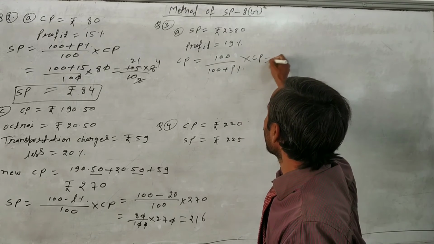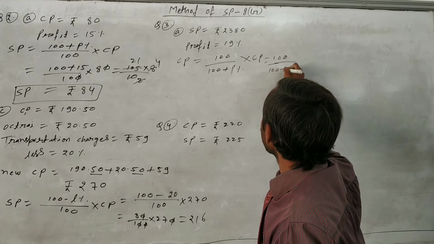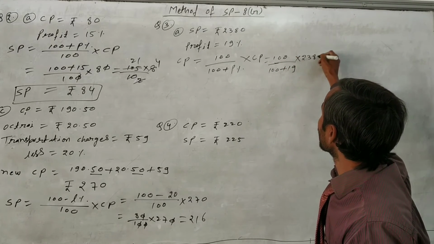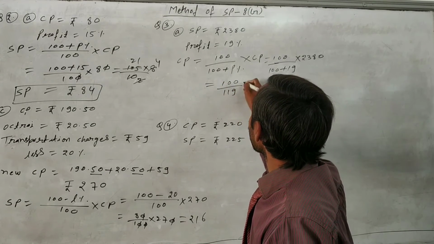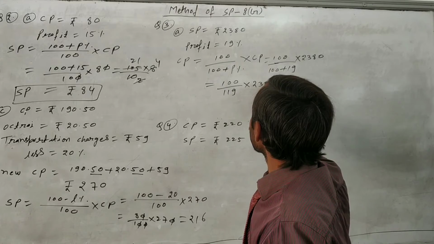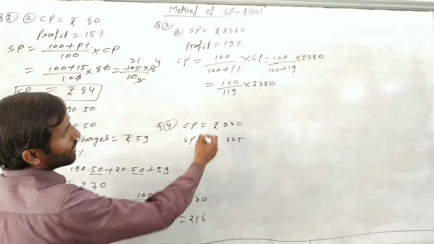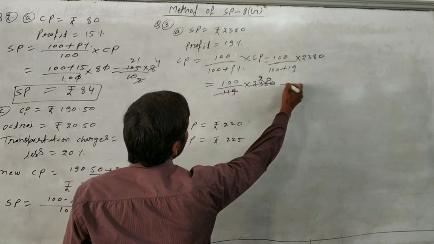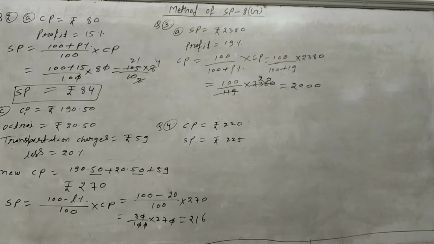So like this, 100 upon 100 plus 19 into CP is 2380. So it will come 100 upon 119 into 2380. Okay. Now just try to cancel out. It will cancel out directly. It will cancel by 20 table. 20 into 100 will come 2000. So final CP is equal to 2000.